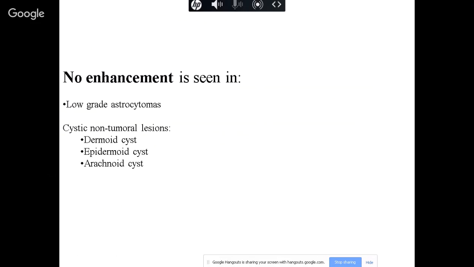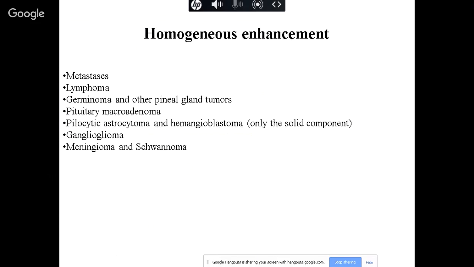What do you do there? When you don't see enhancement in the tumor, it's a low-grade astrocytoma, no enhancement, am I right? Dermoid cyst, epidermoid, arachnoid cyst, they don't enhance, am I right? Homogeneous enhancement: metastasis, enhanced, am I right? Lymphoma in immune competent, am I right? Germinoma, pineal tumor, they enhance. Pituitary microadenoma, they enhance. How about the pituitary microadenoma?